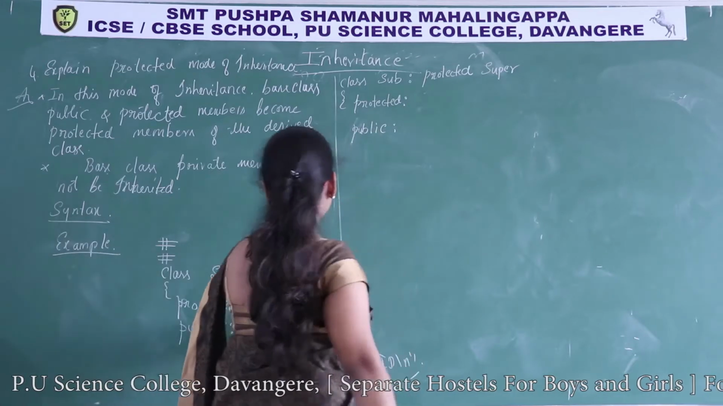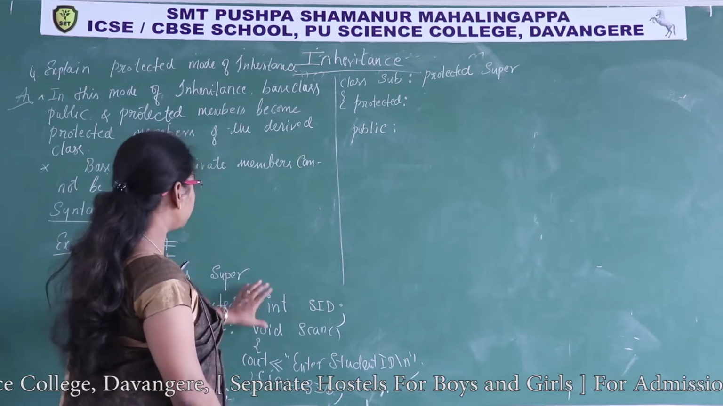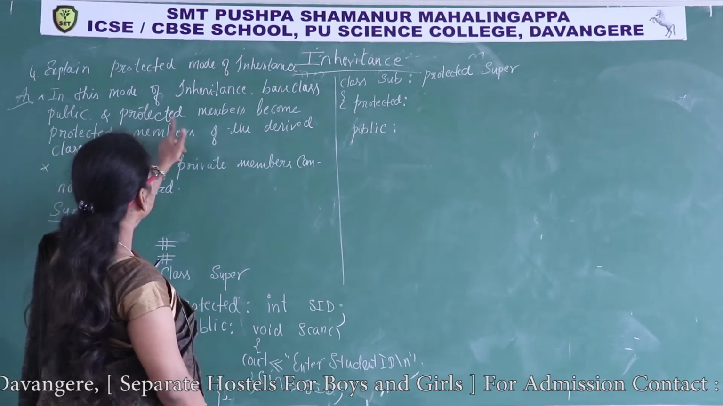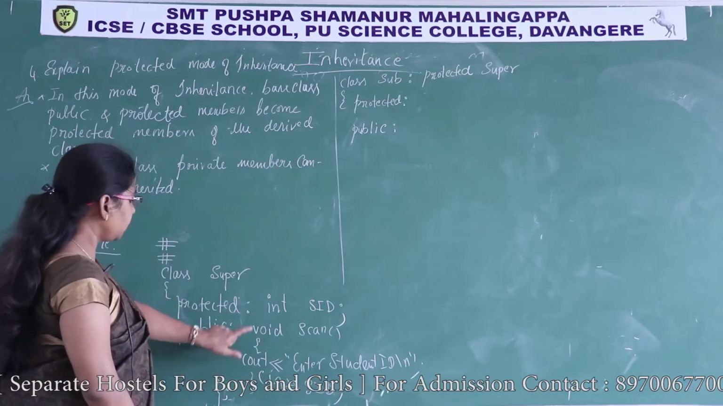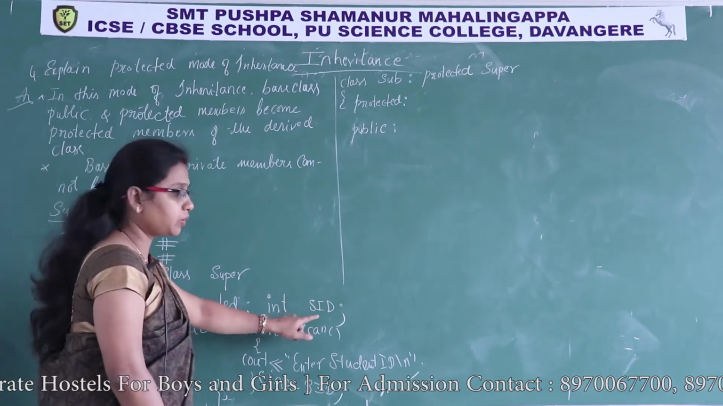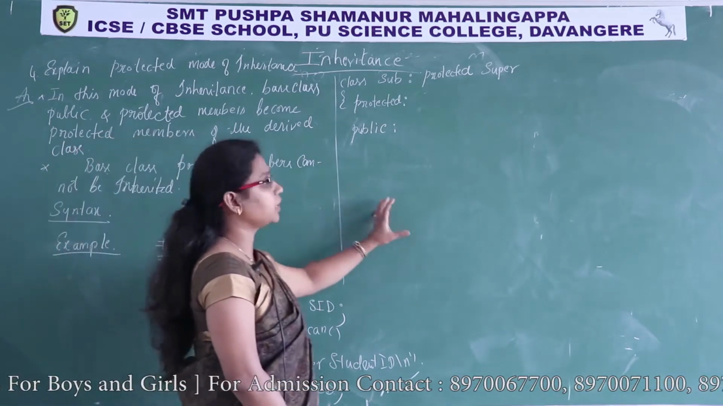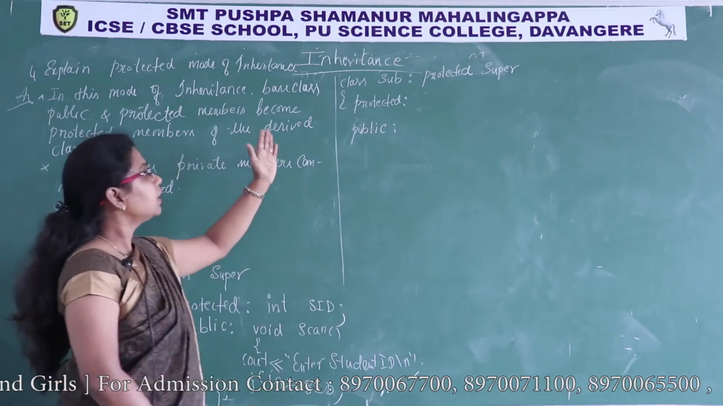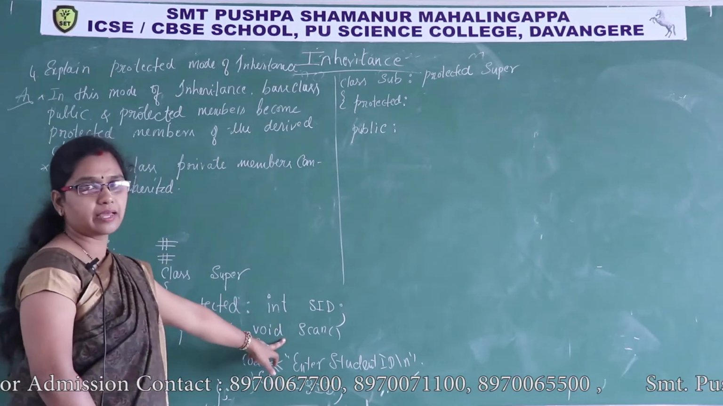See, this is protected mode of inheritance. Now as per the rule, base class public and protected members become protected members of the derived class. So SID is a protected member, scan is a public member, and these two will be inherited to the derived class, that too in a protected section. Now what is the conclusion? Derived class protected section having SID and scan function.